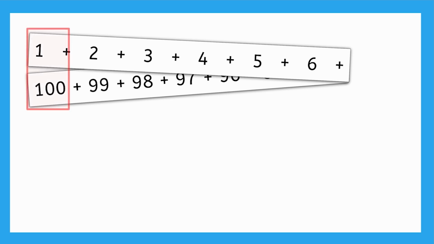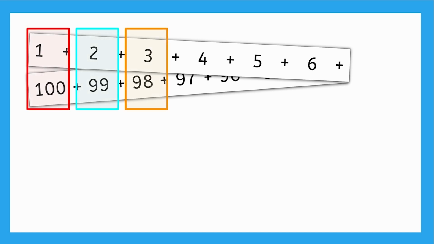Do you notice anything special about the terms that line up on his paper? Each pair adds up to 101. Using this information, can you figure out the rest of Gauss's strategy? Pause now and try to recreate his method for adding up the numbers from 1 to 100. Remember, the final answer is 5,050.